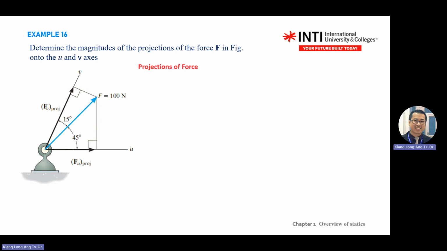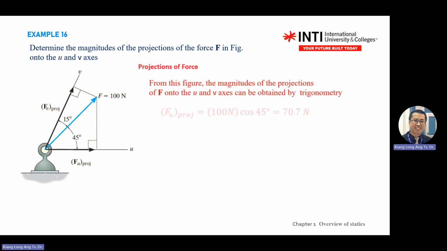Okay, so how do you do it? In a statics question, you always need to draw something. When you draw something, always remember to split your forces or vectors into axes. Split into y-axis, x-axis, or in this case, the u and v axes. Okay, projection of force. F sub U projection equals 100 cos 45. You get this one.